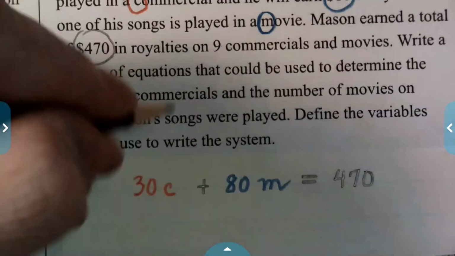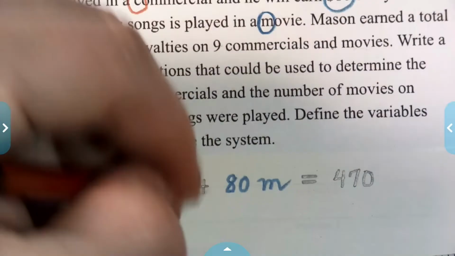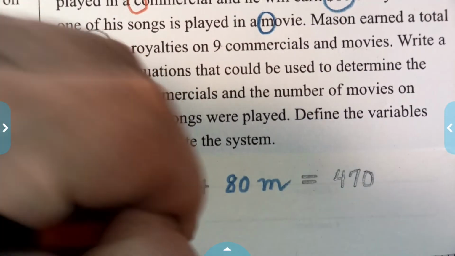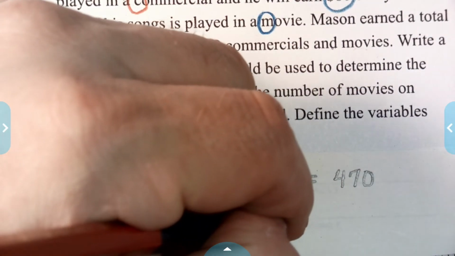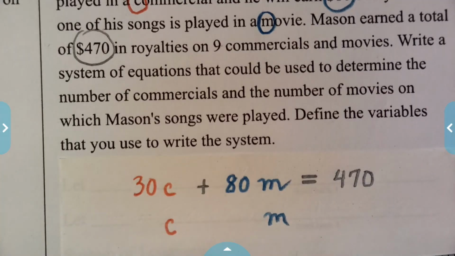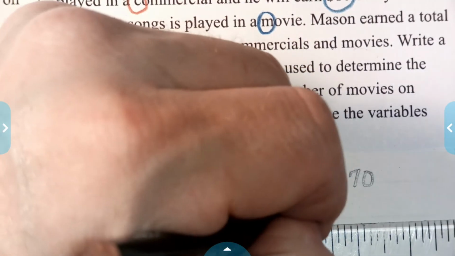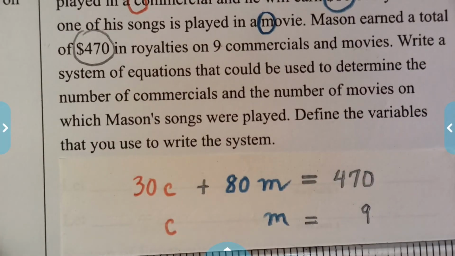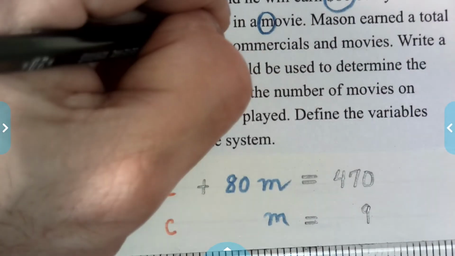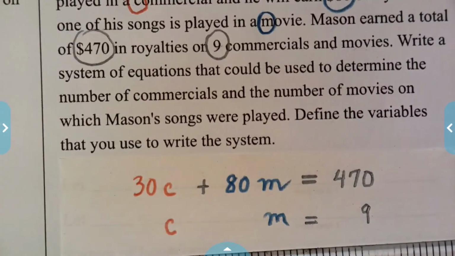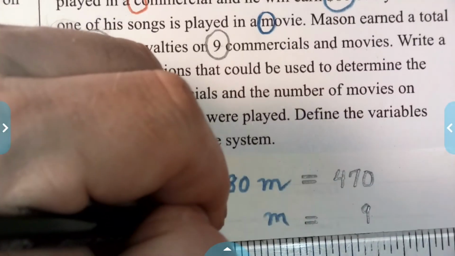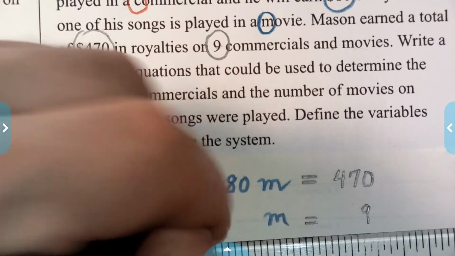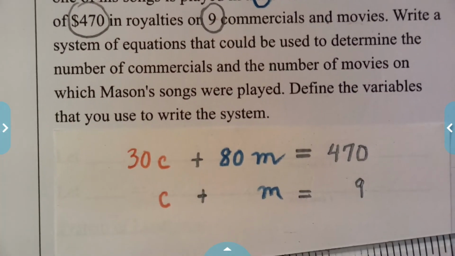And then we write down C plus M equals 9, because it says he did a total of 9 commercials and movies. There's that other number. I was looking for that second number. They always give you 2. Okay, so now we can solve this.